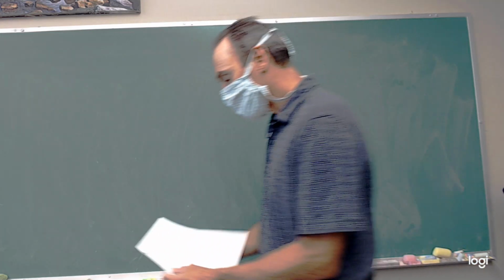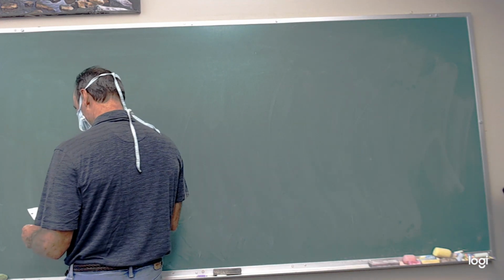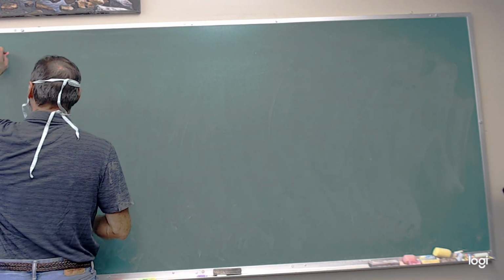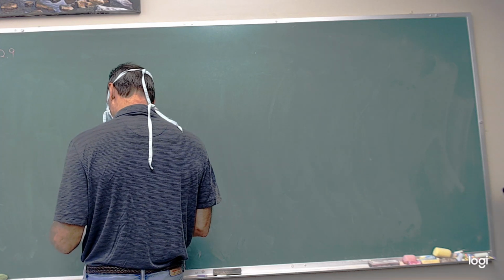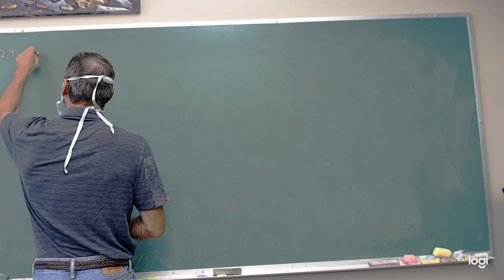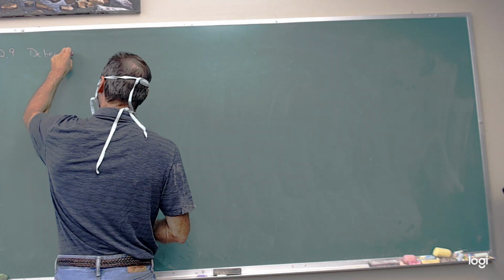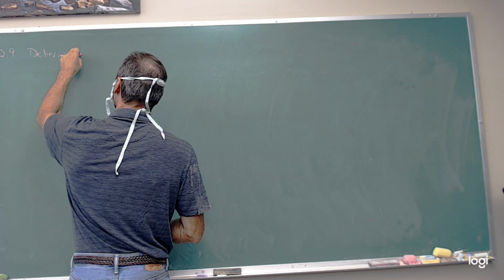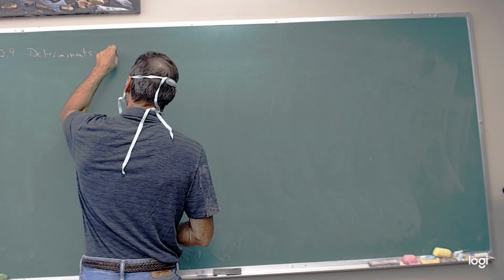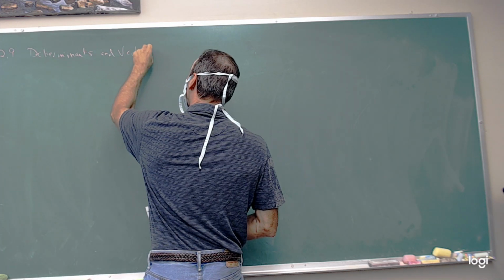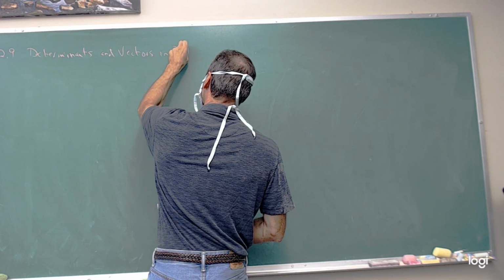So we're going to start on 12.9. We won't finish it, but we'll get a start on it. So 12.9, determinants and vectors in 3D.